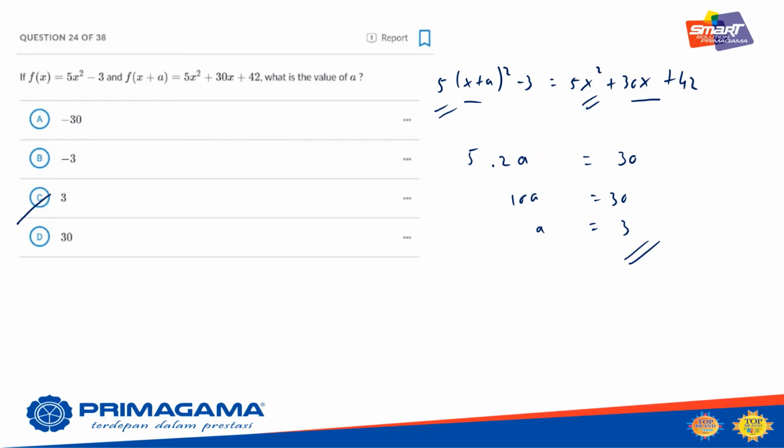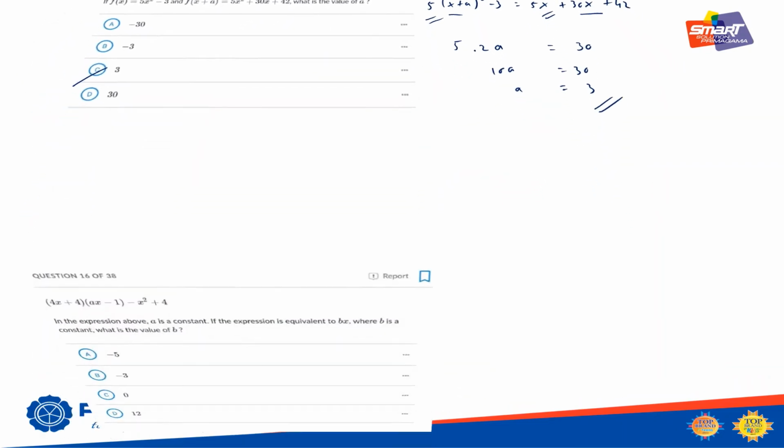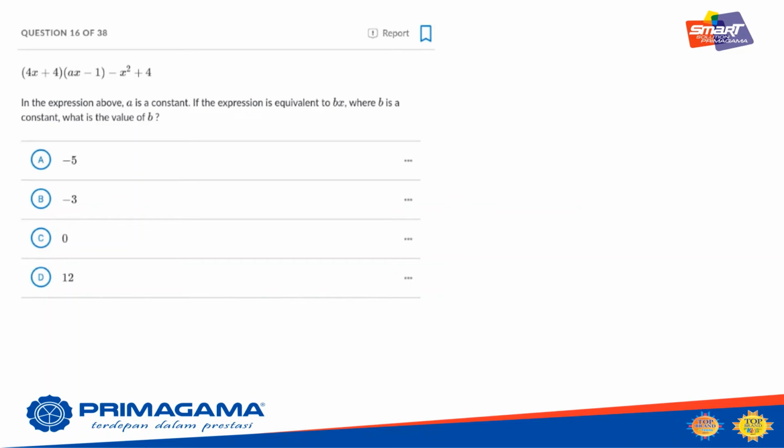So let's try the next question. Okay, the next question, this is taken from number 16 out of 38. So like before, this comes from the math with calculator allowed, and the average time is 87 seconds per question. We can do this in the Magasing way, but for the sake of concept, let's try to do this the normal way again.